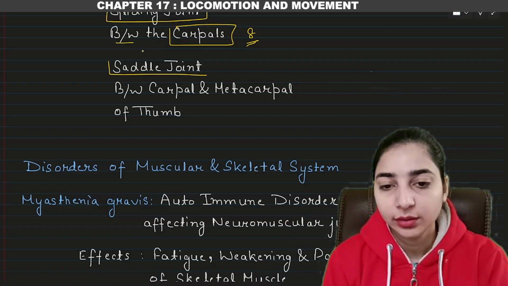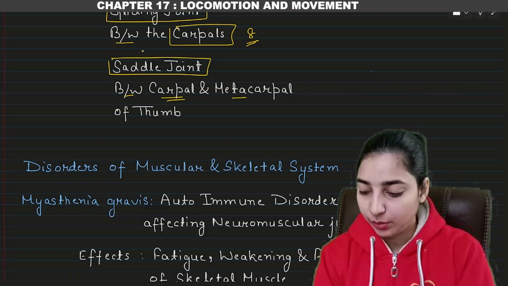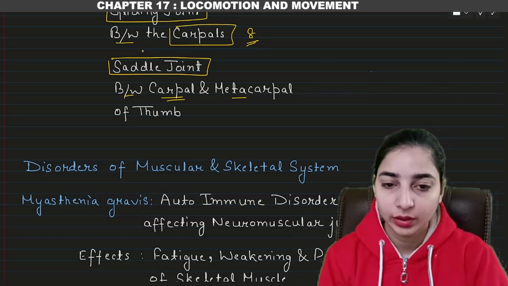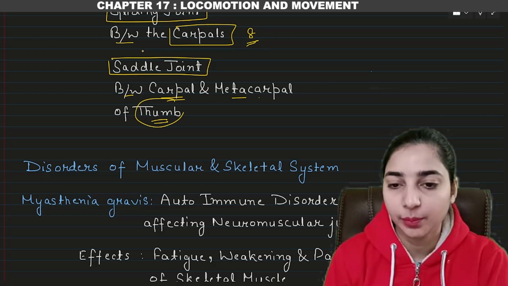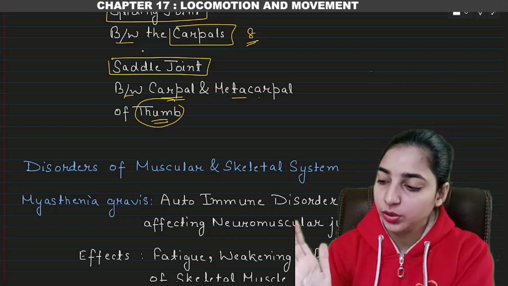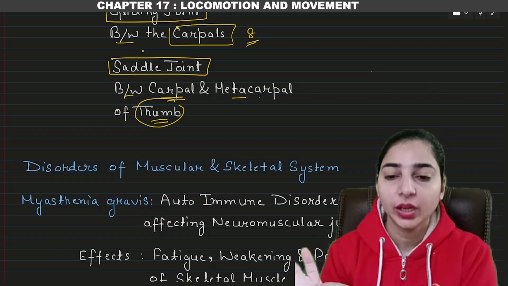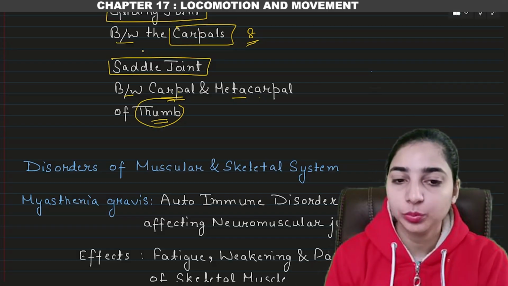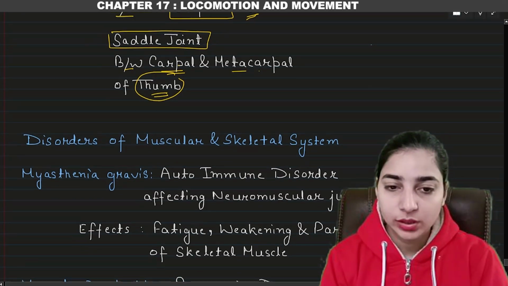Then saddle joint, the last example. It is present between the carpal and the metacarpal. That means between the wrist and the palm bones of the thumb. Carpals and metacarpals of the thumb. So the metacarpals are present here. There are bones which help in the attachment of the fingers to the palm. So at this point we have the metacarpal. So between the metacarpal of the thumb and the carpal, there is a joint called saddle joint, right? So this was all about the joints.